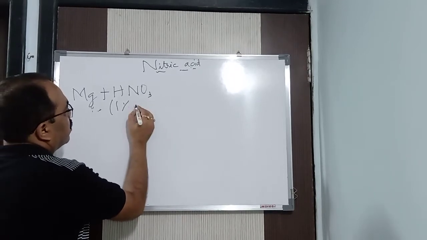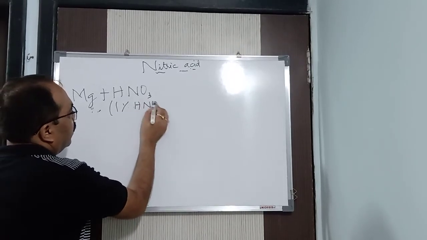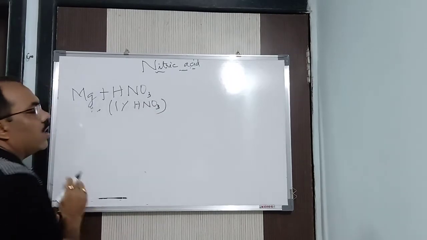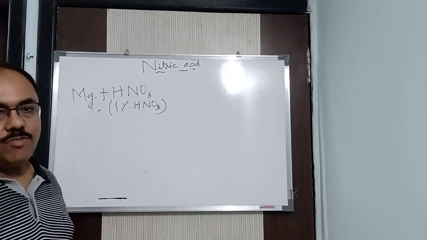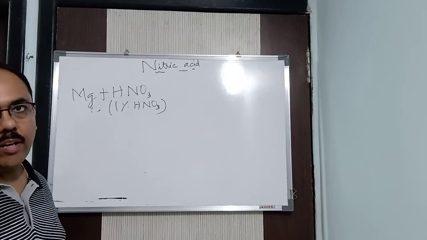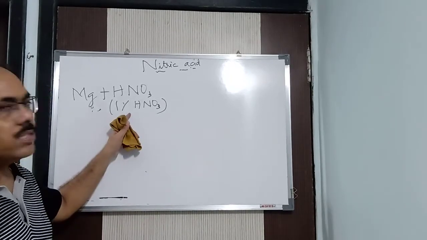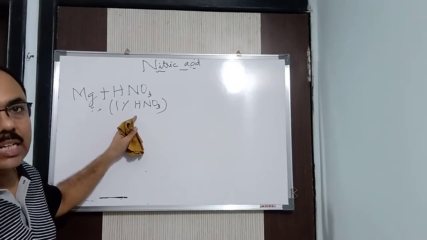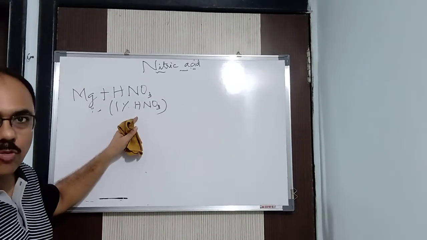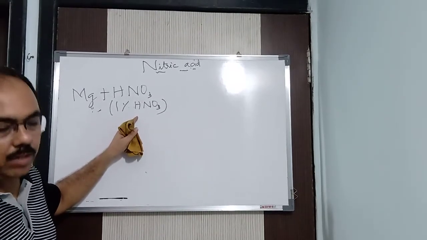Nitric acid, I will be taking it. 1% HNO3. What is that? Suppose you are taking 100% dilute nitric acid, out of that 99% is water and 1% is HNO3. Let us say 1 gram is nitric acid and 99 gram is water. So it is very dilute nitric acid.